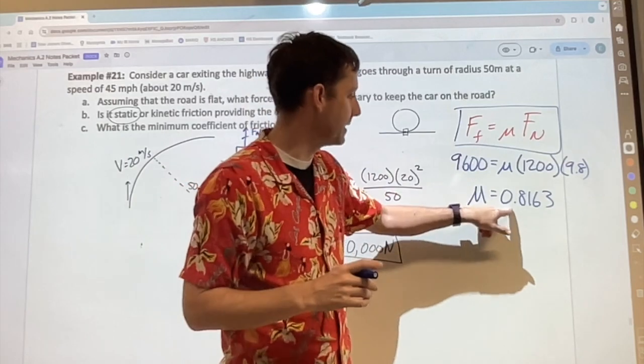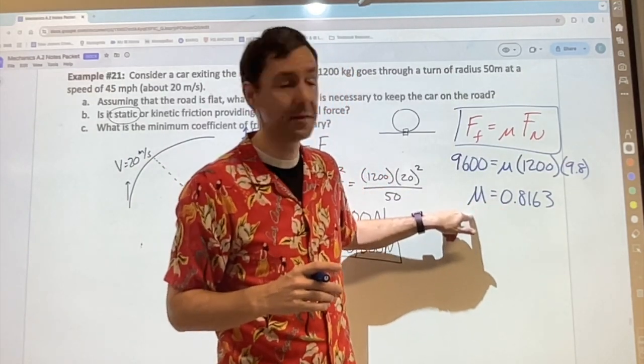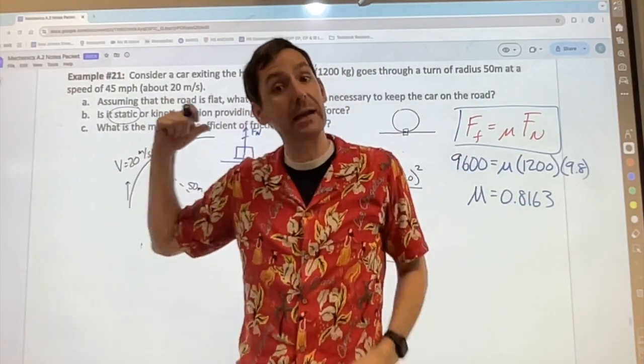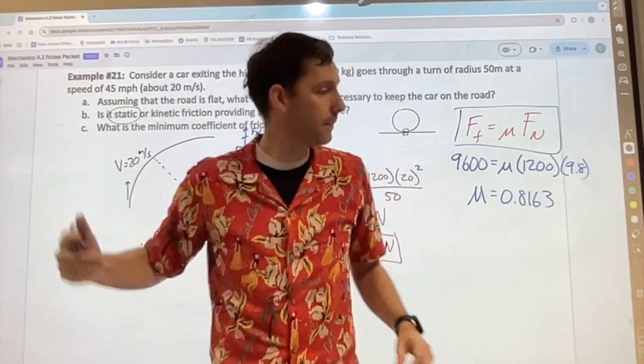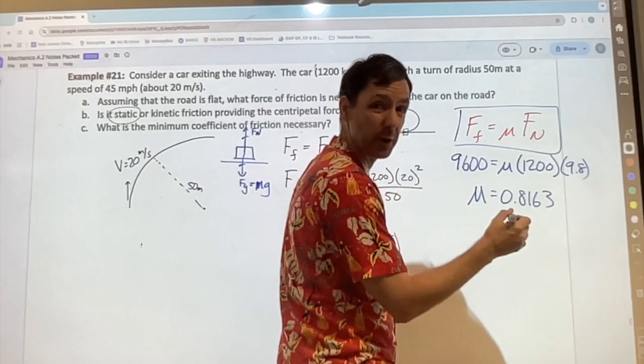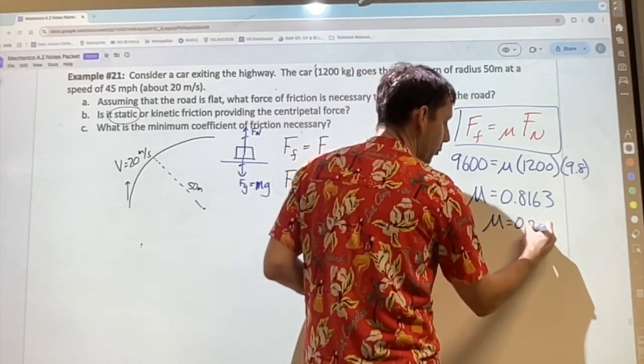And so that's why this 0.8163 is the minimum coefficient. Anything higher than this will allow me to have a higher friction, which means I could technically be going a higher speed, right? I do want to remember that I'm supposed to be putting one significant figure here, so my final answer is going to be 0.8.